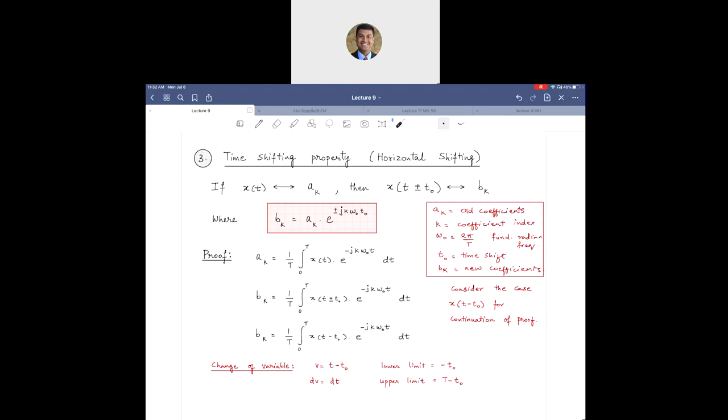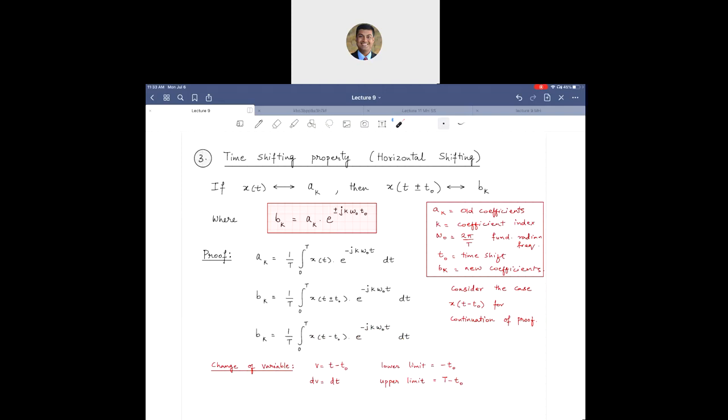Now, if this is b sub k, I'm going to consider the case x of t minus t0 for the remaining steps. You could have gone with t plus t0 as well, and you will get the same result. Just to keep things simple, I'm considering only the minus here. So b sub k is 1 over T, integral from 0 to T of x of t minus t0, e to the minus j k omega naught t dt.